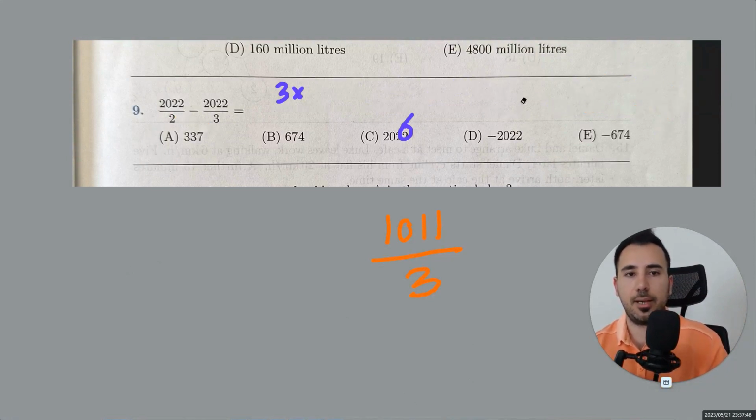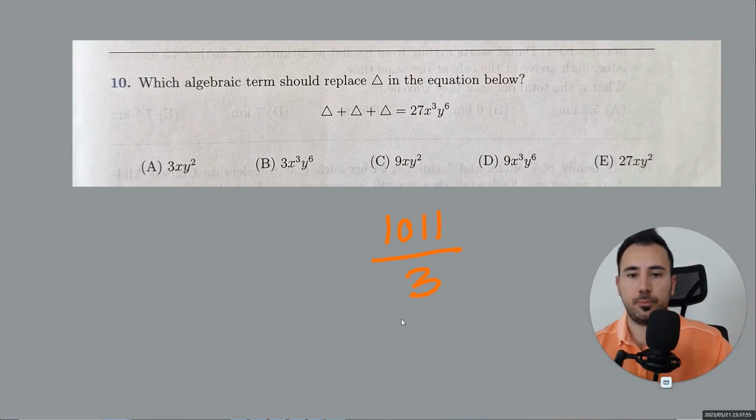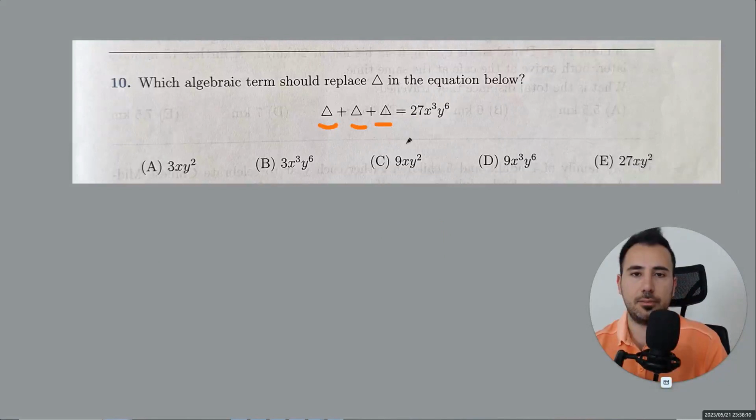It's a test. We don't have to calculate everything. Now, which term should replace the triangle in this equation? Very easy, right? So we have 3 of this. So we're going to have 3 triangles equals 27 x cubed y to the 6th power.